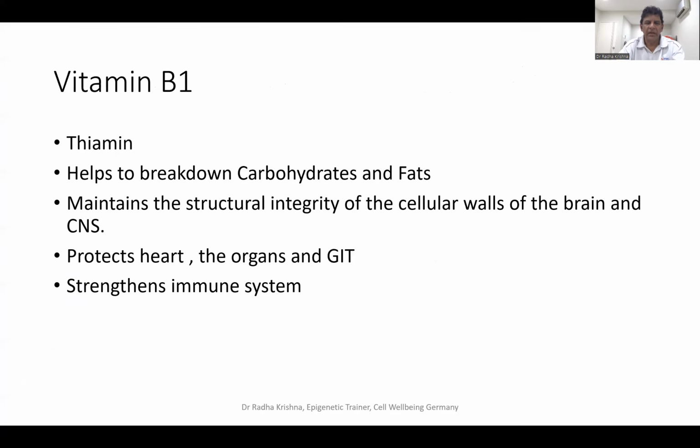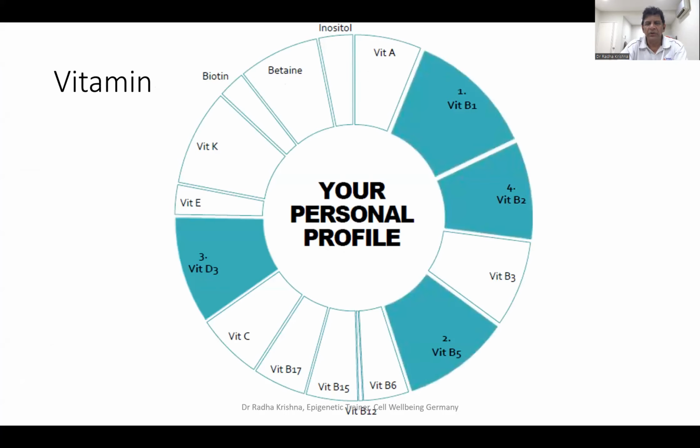Okay. So B1, thiamine. That's not so important. The half-life is only a few hours. The next one, you can see the B1 deficiency there highlighted.